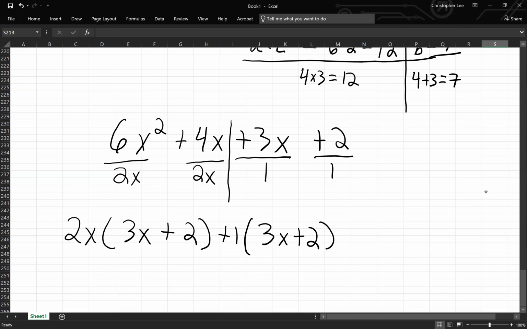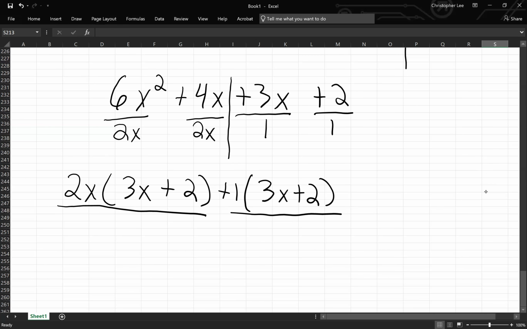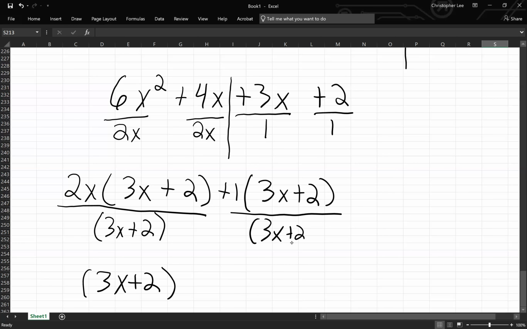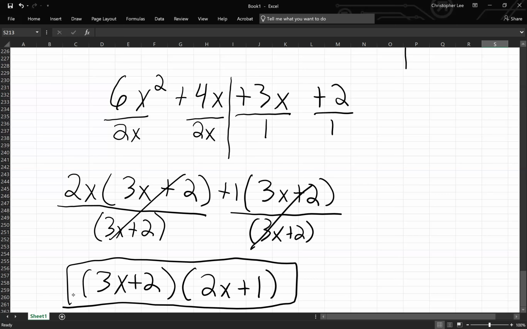Now, greatest common factor, right? What do these two terms have in common? The parentheses, right? The 3x plus 2. So I'm factoring out a 3x plus 2, my binomial term. Remember, when you factor out a 3x plus 2, it's like you're dividing by 3x plus 2. These will cancel, leaving back what's left on the outside, the 2x plus 1. Perfect. This is my answer. And that's how you do the AC method. Not too bad, right?